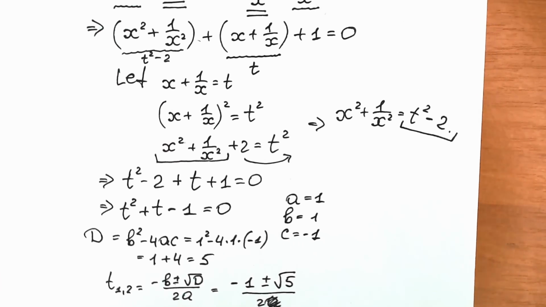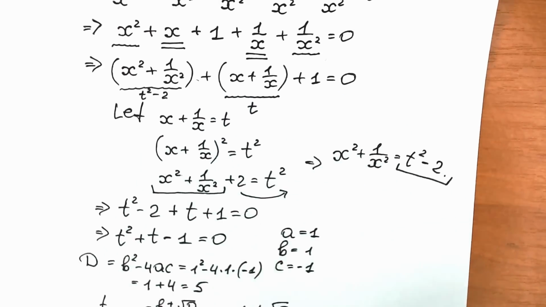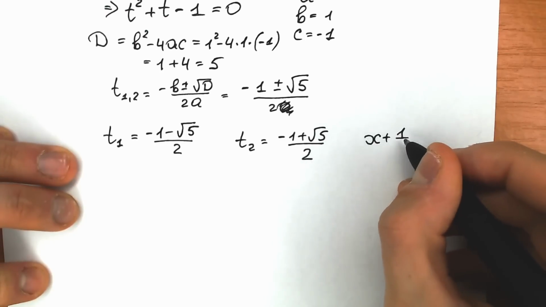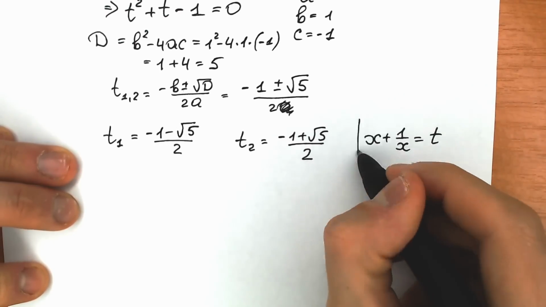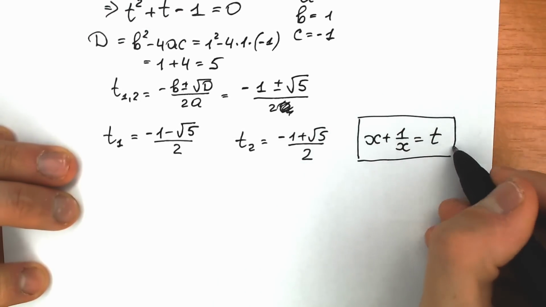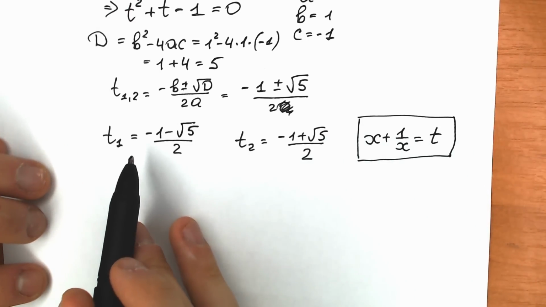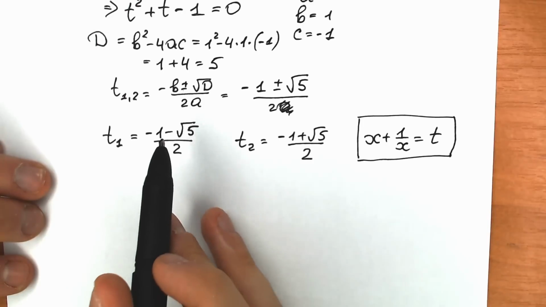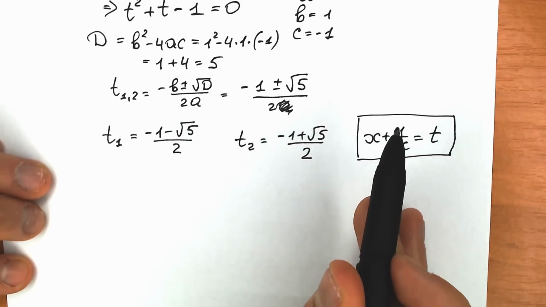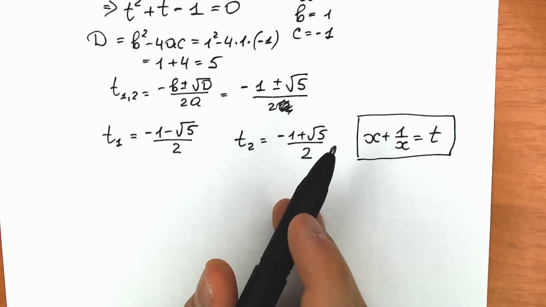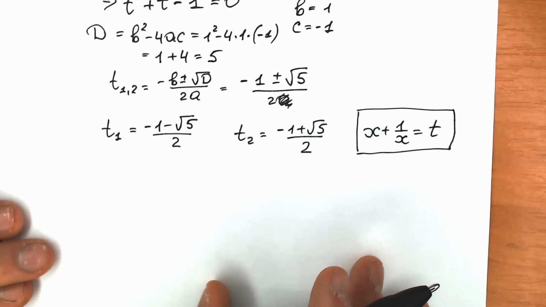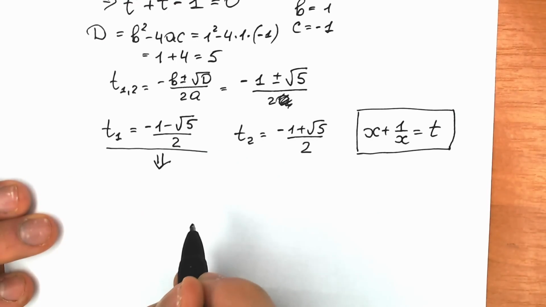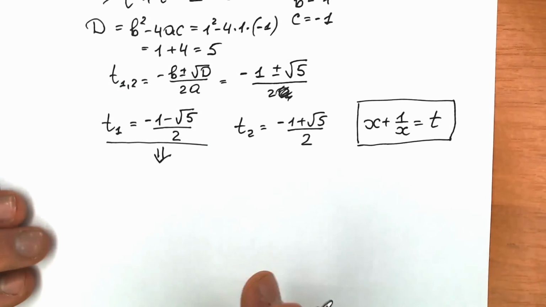In the beginning we had a substitution, x plus 1 over x equal to t, so don't forget about this. Right now we are talking about two cases. The first one when t is negative, and the second one when t is positive. Let's start with t first, because we need to solve this question in terms of our x, not in terms of t. The second one a little bit later.